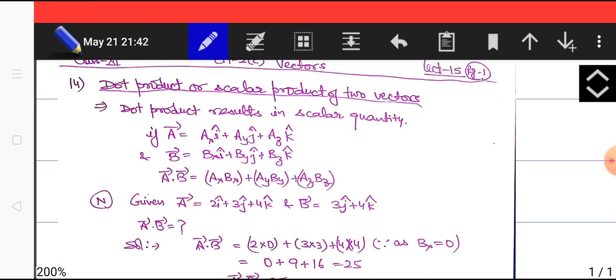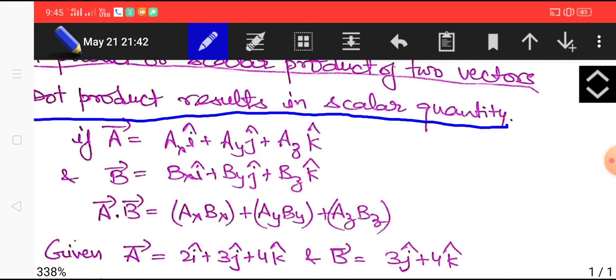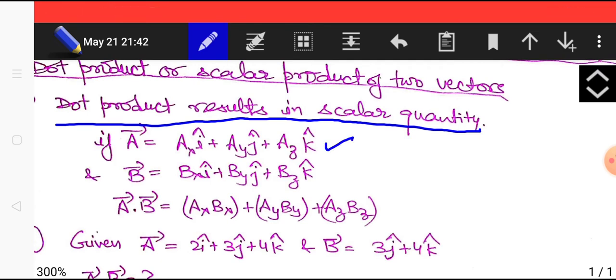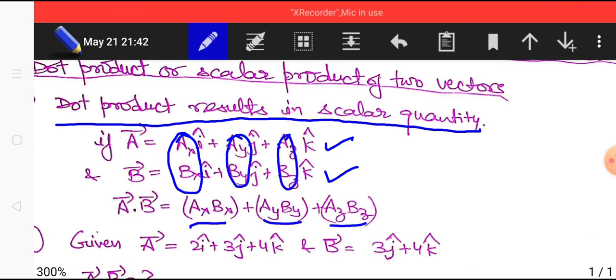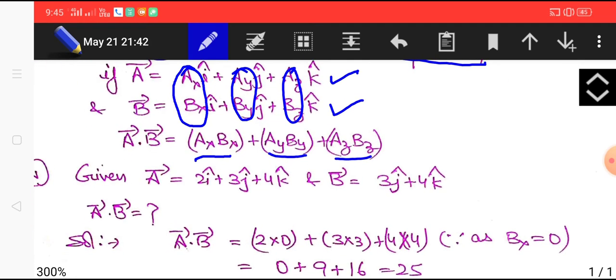Dot product always results in a scalar quantity. If we have vectors a and b in component form as given, then a dot b can be written as corresponding multiplication of their components: ax bx, ay by, and az bz. The i, j, k are eliminated in dot product and the result is a scalar quantity.